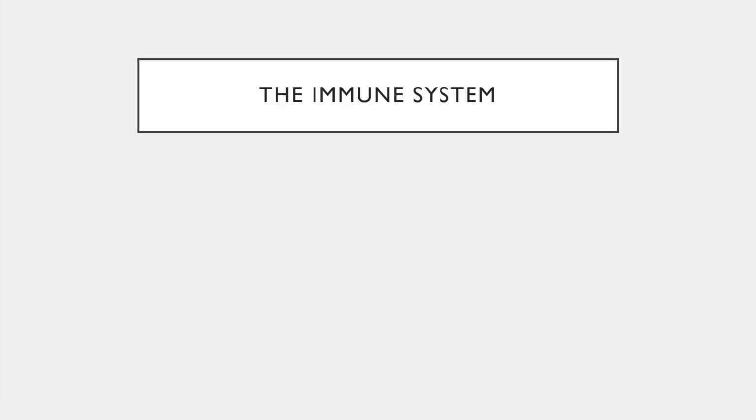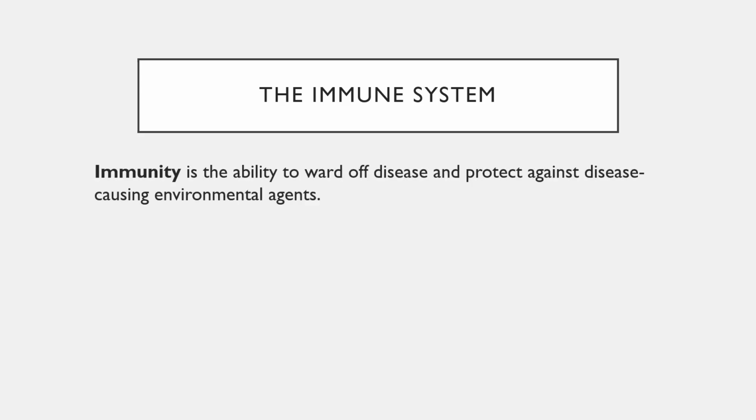This lecture follows up a chapter where we discussed how we protect ourselves from infections using antimicrobial drugs. And now, we're going to be taking a look at the mechanisms that are present within our own bodies, our natural defenses that are used to ward off infection. This natural ability to ward off diseases and protect against disease-causing agents is the definition of immunity.